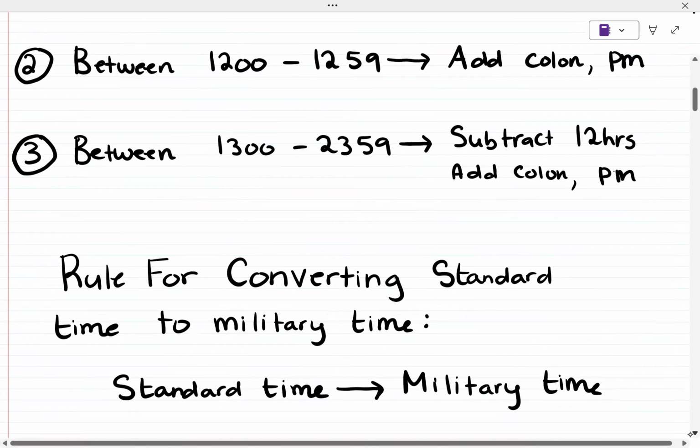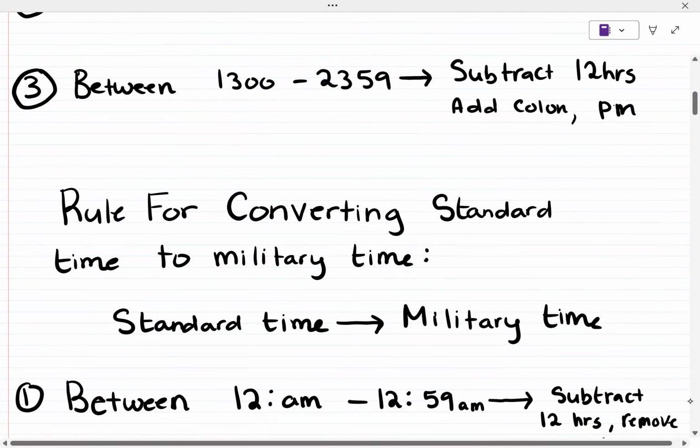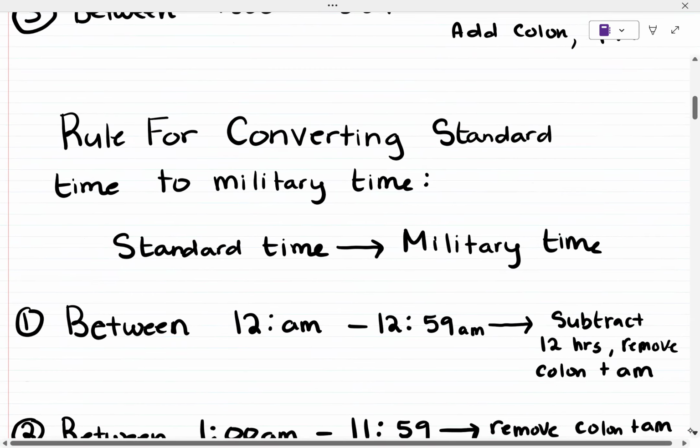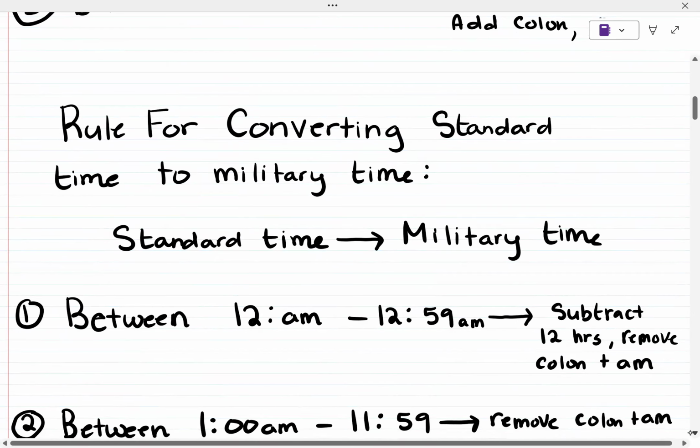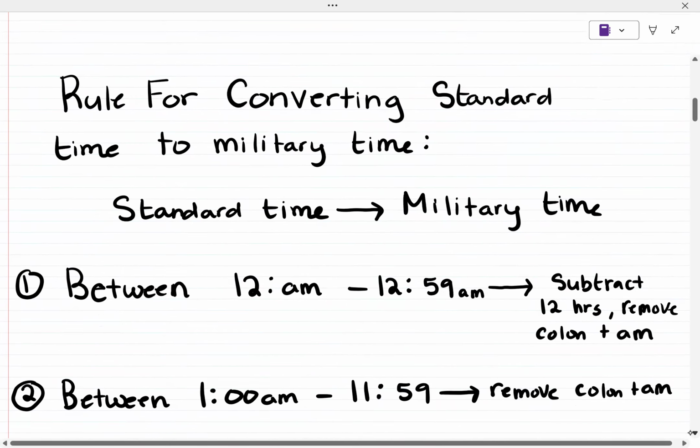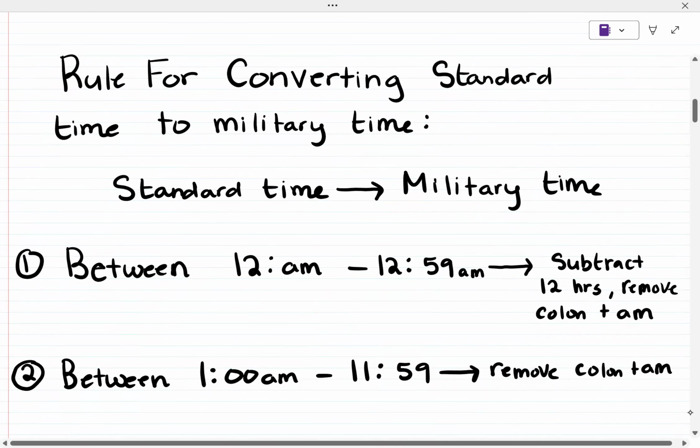Now, what if you want to go vice versa? What if you have a standard time and you want to go to military time? Here are your three rules. Go ahead and write this down. If you're going from standard to military time, here are the three rules. Rule one: if it's between 12 a.m. to 12:59 a.m., you're going to subtract 12 hours, remove the colon, and add an a.m.